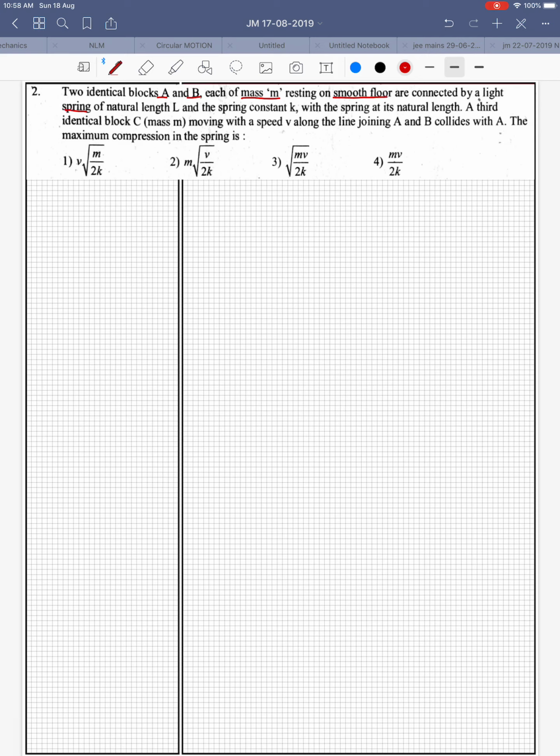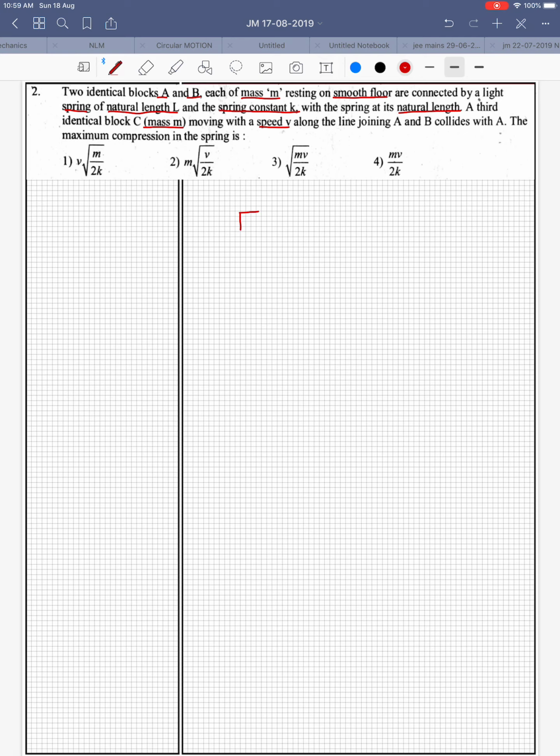connected by a light spring of natural length L and spring constant K, with the spring at its natural length. A third block C, whose mass is m, is moving with a speed v along the line joining A and B, and collides with A. The maximum compression in the spring is.